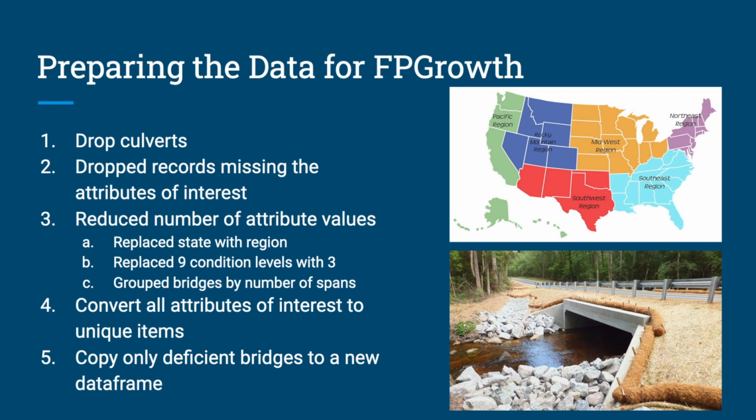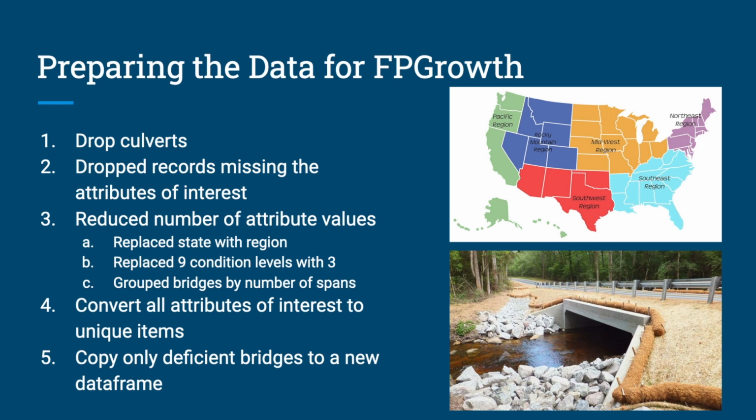All of the attributes had to be converted to a unique item. And so if the number of spans was 3 and the age of the bridge was also 3, FP growth would throw an error because the two items have the same name and it doesn't know what to do with them. So all of the values had to be unique.